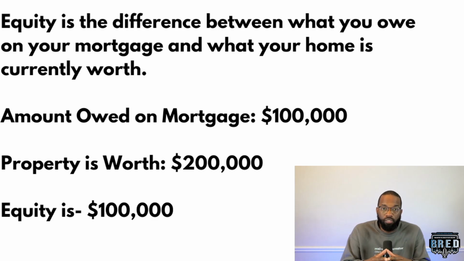For the sake of simplicity, let's say you owe $100,000 on your mortgage and the home is worth $200,000. That means that you have $100,000 in equity in the property. So as you can see, there's a number of benefits to the FHA 203K loan program.